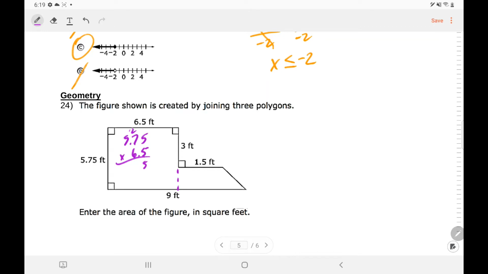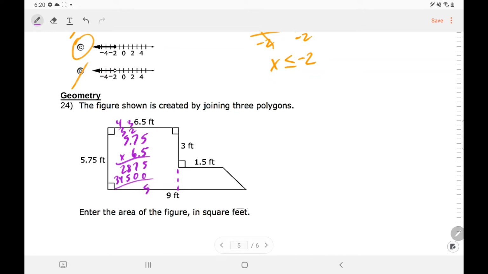Get 25 here, 35, 37, 25, 28, and then we add a placeholder. 6 times 5 is 30, 6 times 7 is 42, plus 3 is 45, 5 times 6 is 30, 34.